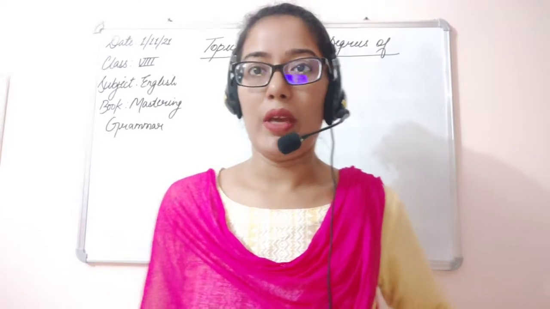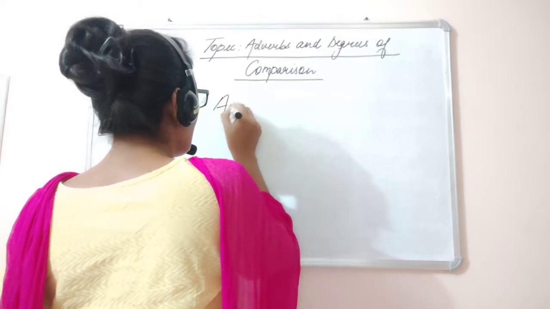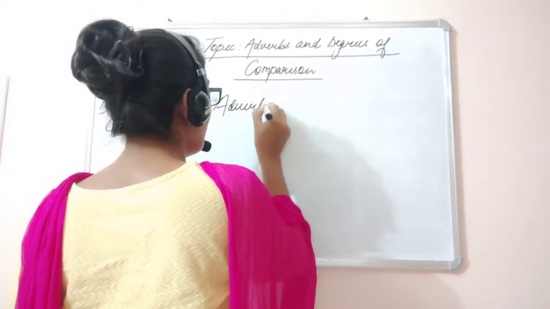So, beta, today we are going to begin with the grammar chapter. We have completed active and passive voice. Now we have to begin with what? The next topic, that is adverb and degree of comparison. Okay, so let's begin with what an adverb is.